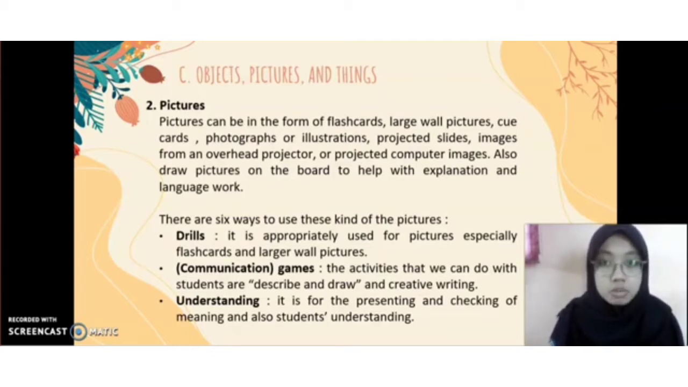A larger wall picture is used to point to a detail of the picture and get the student's response. For example, a large street map to practice vocabulary and giving directions.